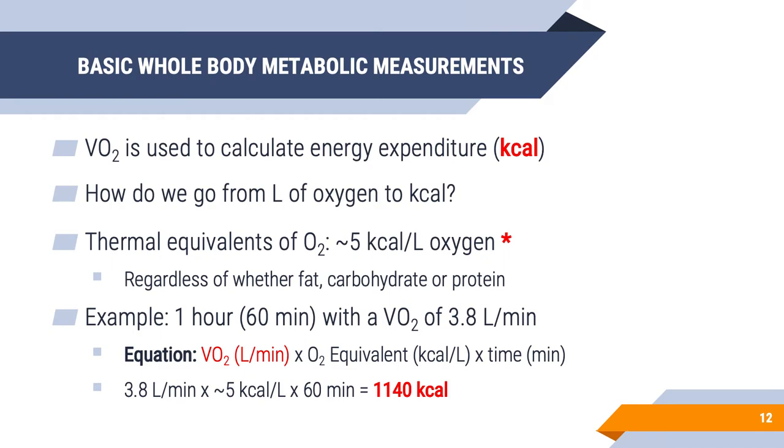So for example, if we have an hour of exercise, 60 minutes, with a VO2 of 3.8 liters per minute, we can use this calculation: VO2 in liters per minute, multiplied by our oxygen equivalent, or our thermal equivalent of oxygen, multiplied by the amount of time, we can calculate energy expenditure. So in this case, 3.8 liters per minute multiplied by 5 kilocalories per liter, that's our oxygen equivalent, multiplied by 60 minutes, regardless of fuel used, you'll approximately expend 1,140 kilocalories. What I want to highlight in red here is that the VO2 is an important part of this equation.